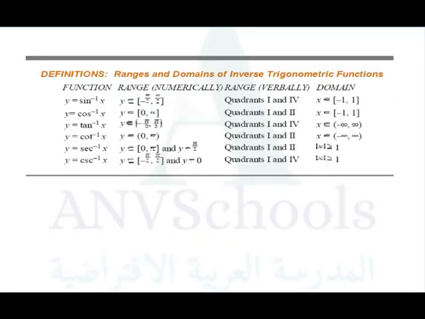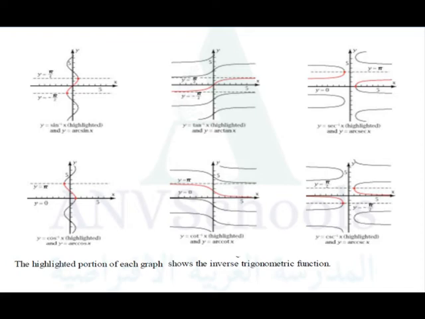So what are the ranges and domains of inverse trigonometric functions? For the inverse sine function, our domain lies in quadrants 1 and 4, so from -1 to 1. Look at the sine function. Our sine function has a domain which occurs from x an element of the interval -1 to 1, as you can see here. It's from -1 going to 1.